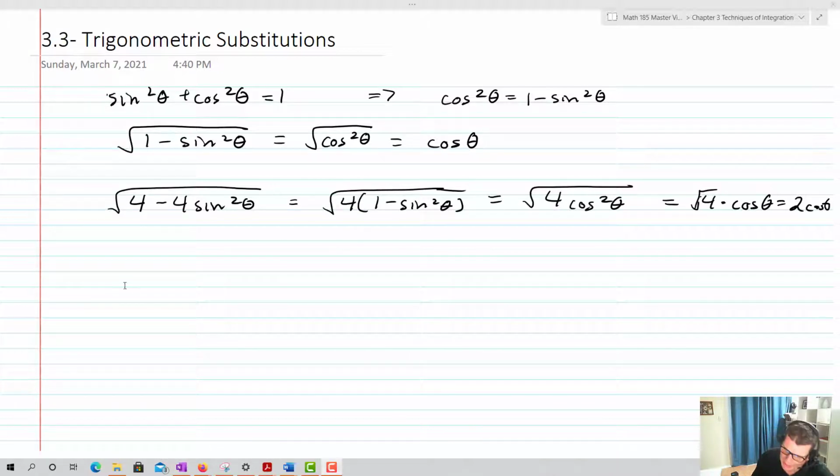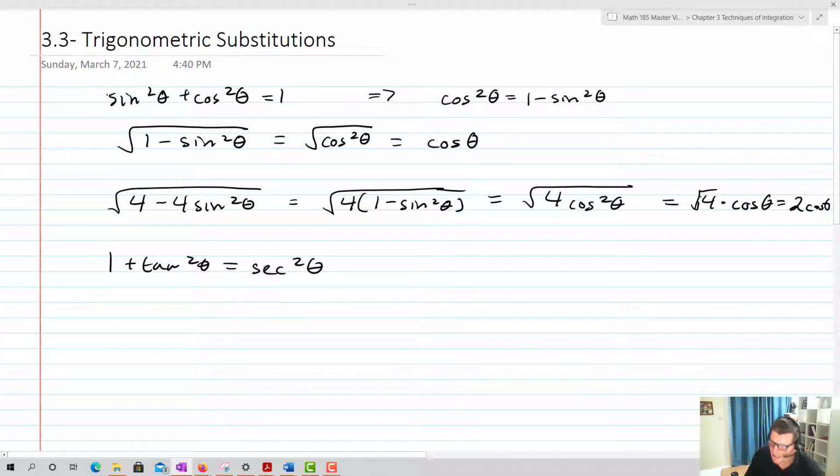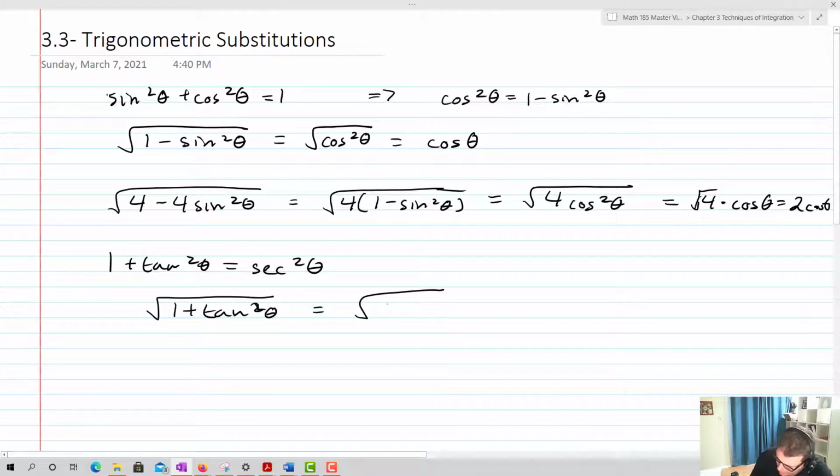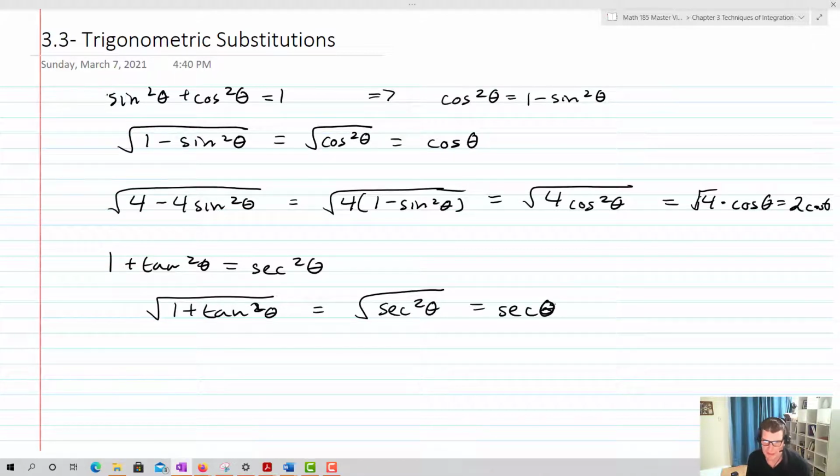The next one we're going to look at is 1 plus tangent squared theta equals secant squared theta. So if I've got something that looks like the square root of 1 plus tangent squared theta, then I can let that equal the square root of secant squared theta, which is just going to equal secant theta. We already know what the integral of secant theta is, so that's a fairly simple integration.